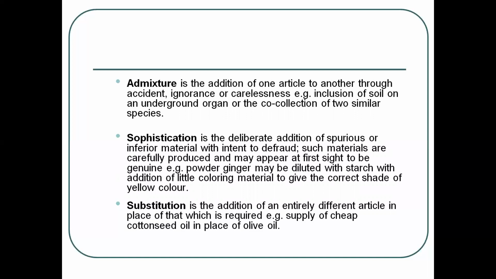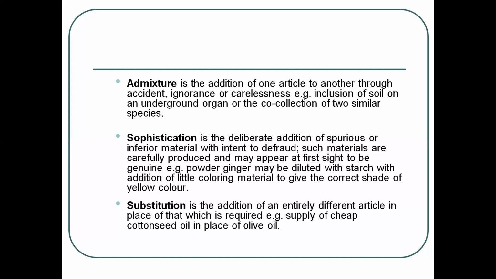इसमें क्या होता है, ऐसा किया जाता है कि at first sight, when you look at it, you think that it is a genuine drug, means original drug. For example, powdered ginger may be diluted with starch with the addition of a little coloring matter to give the correct shade of the yellow color. इसमें क्या किया जाता है, फॉर एग्जांपल हम बता रहे हैं आपको कि पाउडर जिंजर, अदरक का पाउडर लिया, उसको डाइल्यूट कर दिया जाता है स्टार्च के साथ और साथ में थोड़ा सा कलरिंग मैटर डाल देते हैं ताकि उसका जो कलर है वो एकदम से करेक्ट शेड दे जिंजर पाउडर की तरह, येलो कलर. So it is known as sophistication. ये बहुत ही केयरफुली किया जाता है, बहुत ध्यान से this type of adulteration is done.